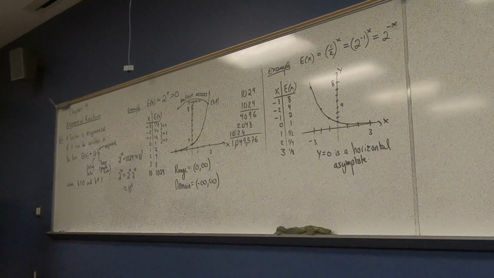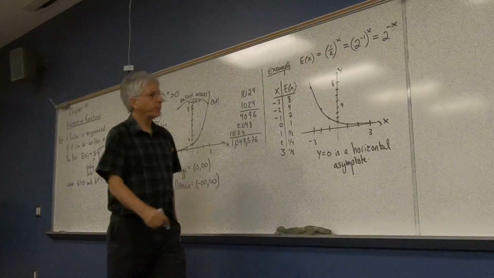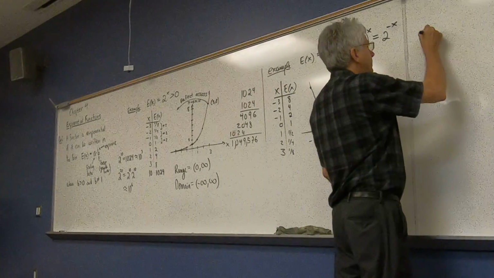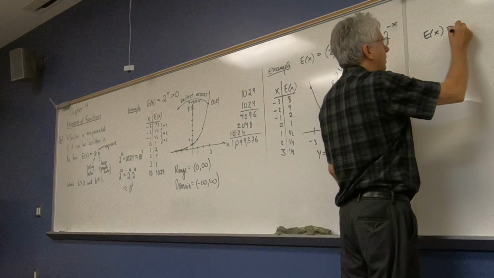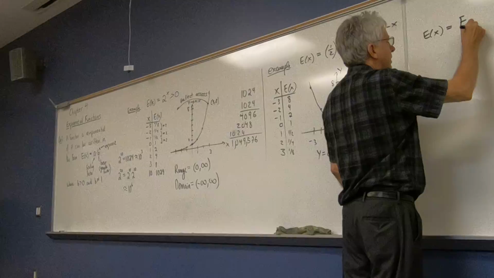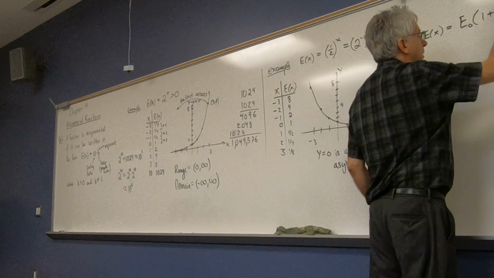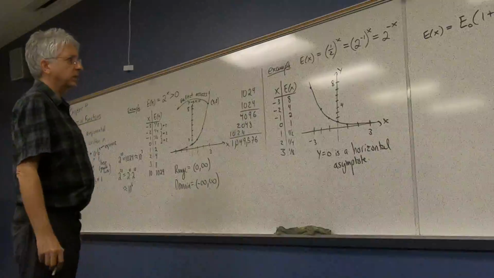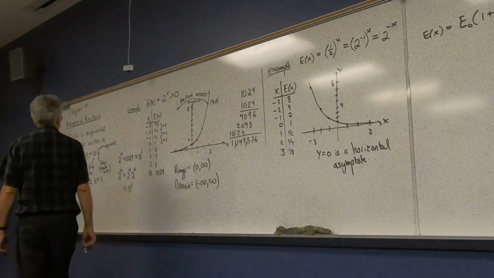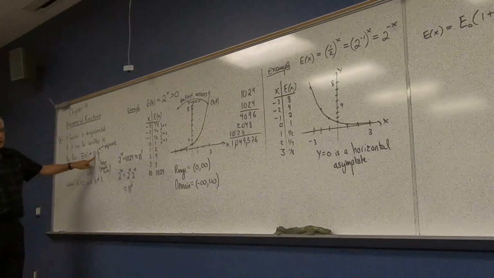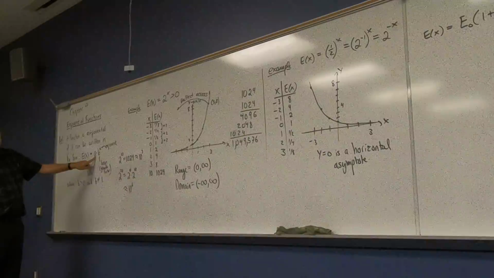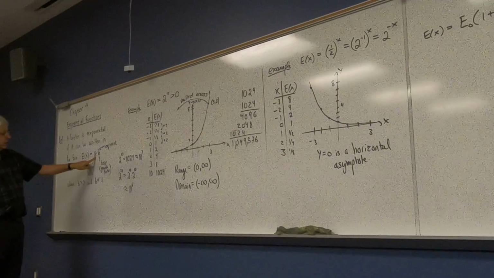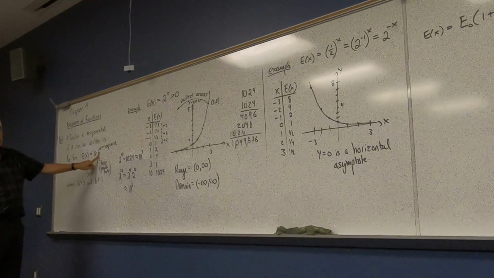So let's talk about other ways of writing this. So sometimes you see this. So what's different here? Well, instead of A, I've got this parameter E sub 0. And instead of B, I've got 1 plus R.